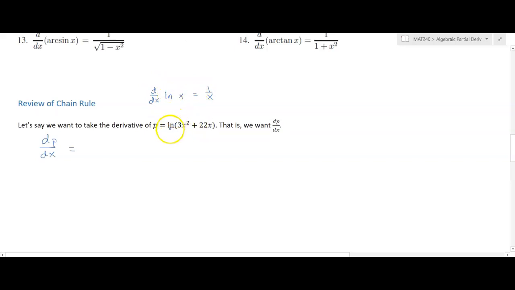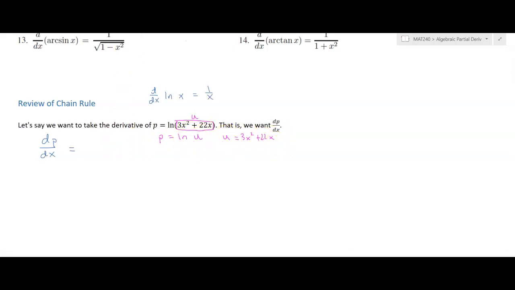But in this case, we don't have the natural log of x, we have the natural log of some function of x. And so what I'm going to do is refer to this stuff inside of the, what we often call the argument of the natural log, as u. And now my function really becomes p equals the natural log of u. And u is equal to 3x squared plus 22x. Now the reason I substituted that in there is because natural log of u looks a lot like natural log of x. It just has a different variable in its place. So p is a function of u, and u is a function of x.